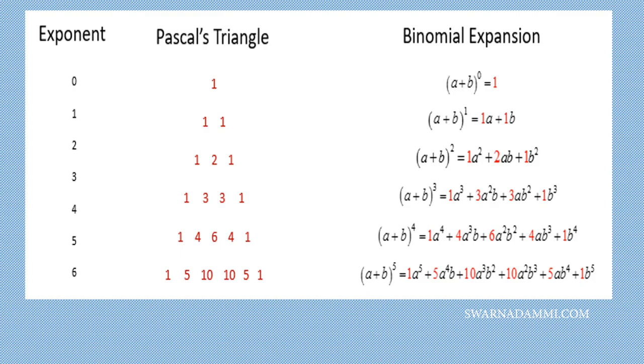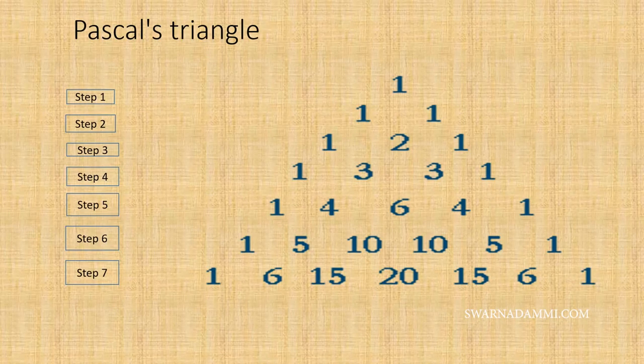Here we see Pascal's triangle again. There are 7 steps here: step 1, step 2, step 3, step 4, step 5, step 6 and step 7. You can add many steps to this one: step 8, step 9, step 10. I have only mentioned steps up to step 7.